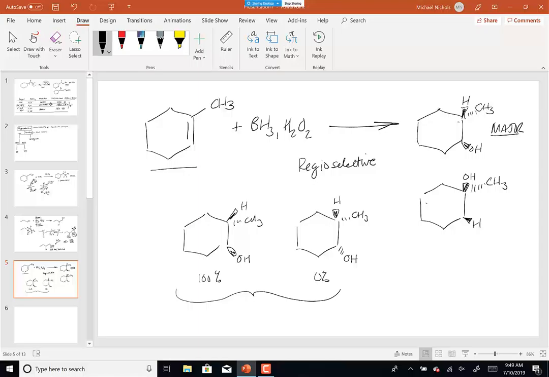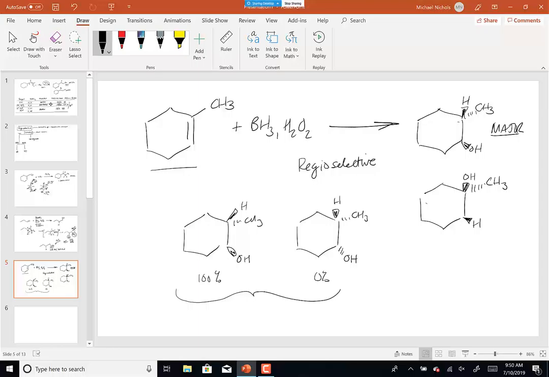Let's talk about configurations of chiral carbons. If both chiral carbons in this set of molecules have the same configuration, they are the same. If they both have opposite configurations, what are they? Enantiomers. If they both have opposite configuration, they are enantiomers. What happens if you got one same, one opposite? Diastereomers.